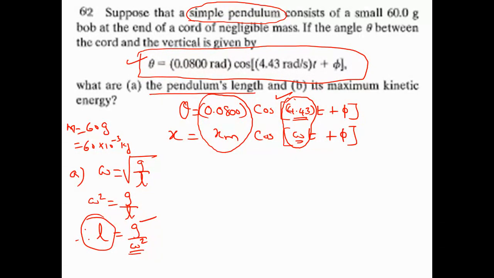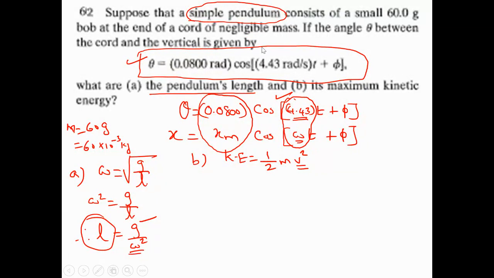Okay, now let's move on to the second question. We are going to find the maximum kinetic energy. My dear, what is the formula for kinetic energy? Kinetic energy equals half mv square. But if you want to find the value of this kinetic energy, you must need the speed. But there is no information about the speed here in this question.